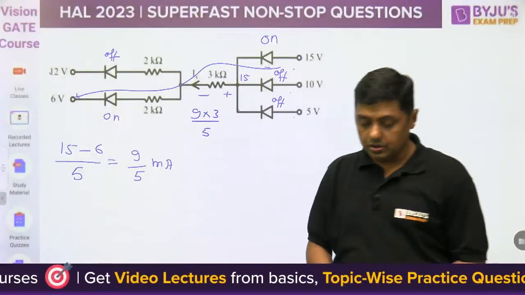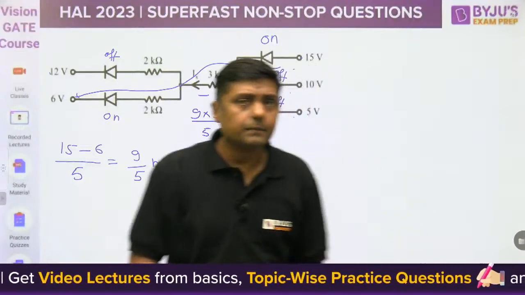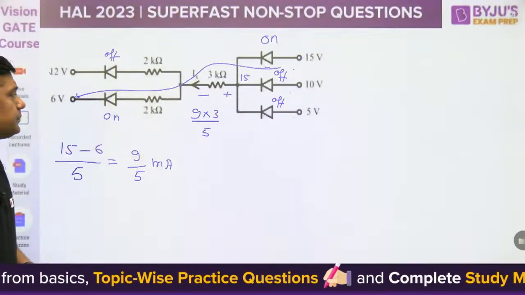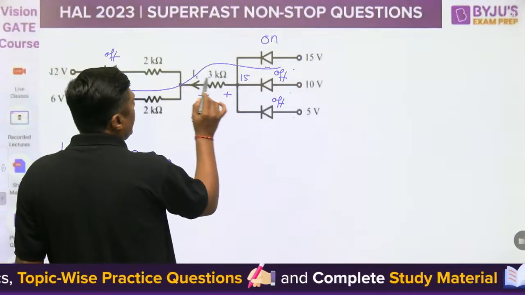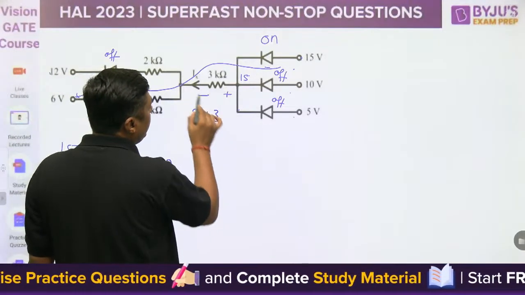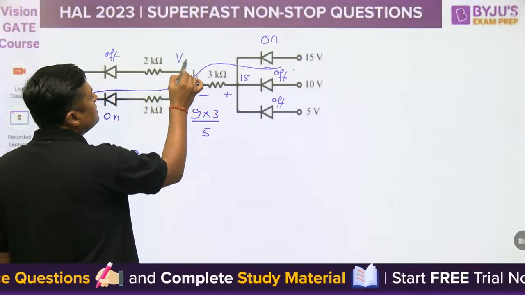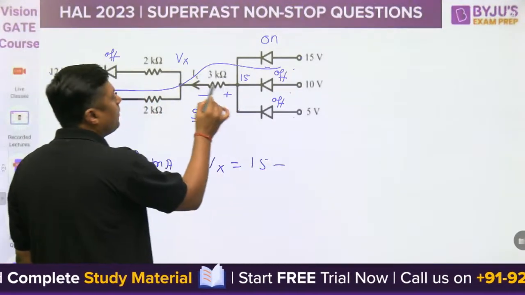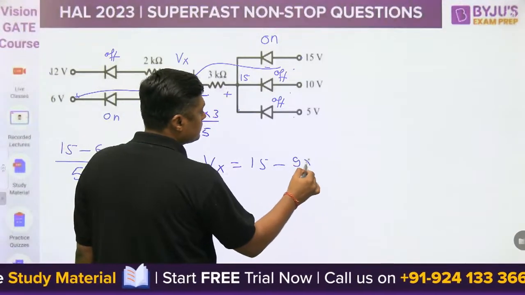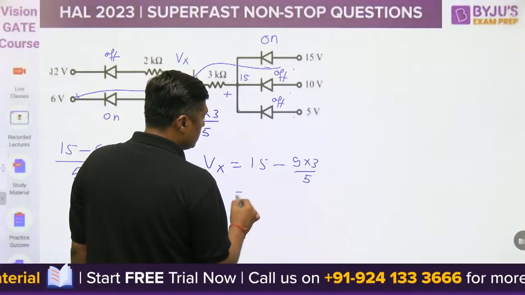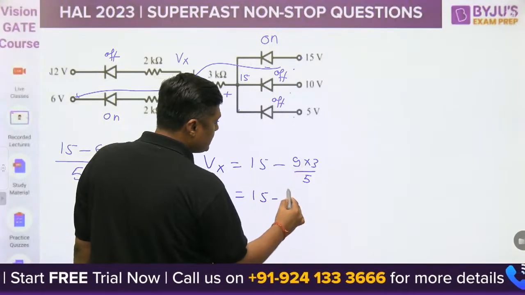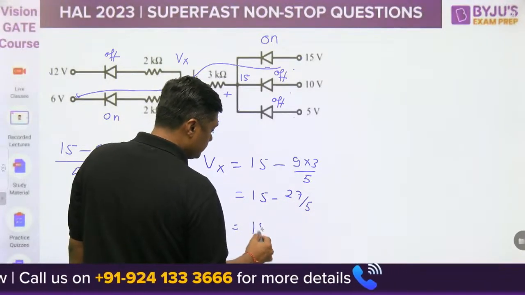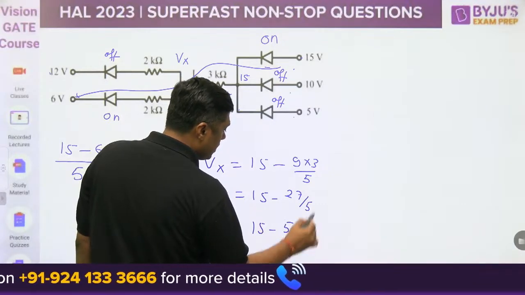So that is the question. Simply you have to find the answer. Yes, it is okay. So what is the voltage at this point? Tell me. The voltage drop is 9 into 3 by 5, that is 27 by 5. So what is the voltage at this point? This is the Vx. Vx will become 15 minus the drop across this resistor. That is 15 minus 27 divided by 5, and this will become 5.4.